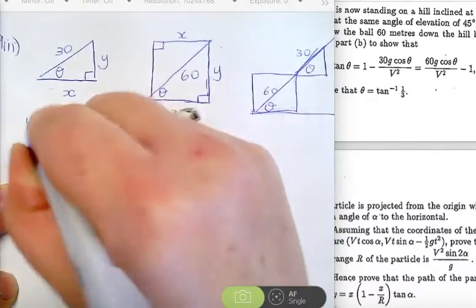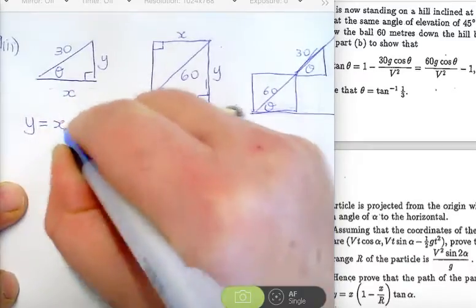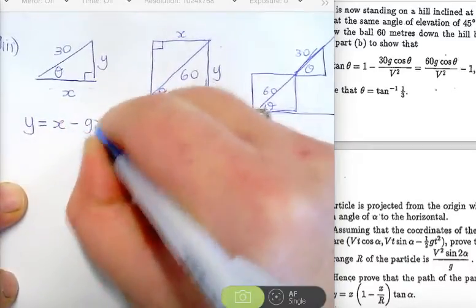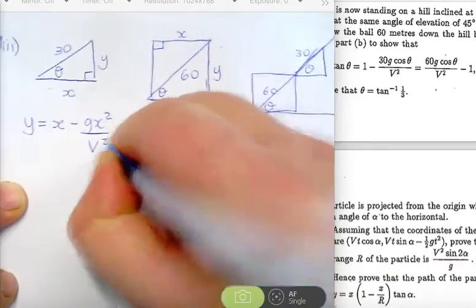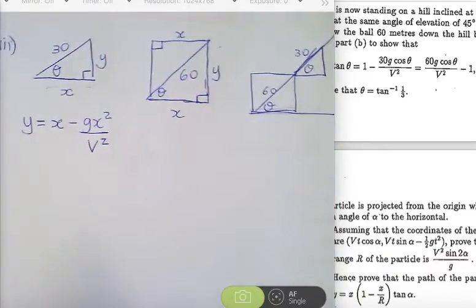We've been told to use the equation in part 2, which is y equals x minus g x squared on v squared. Now, we don't know what v squared is, and it's in the end anyway, so we don't have to know what v squared is.